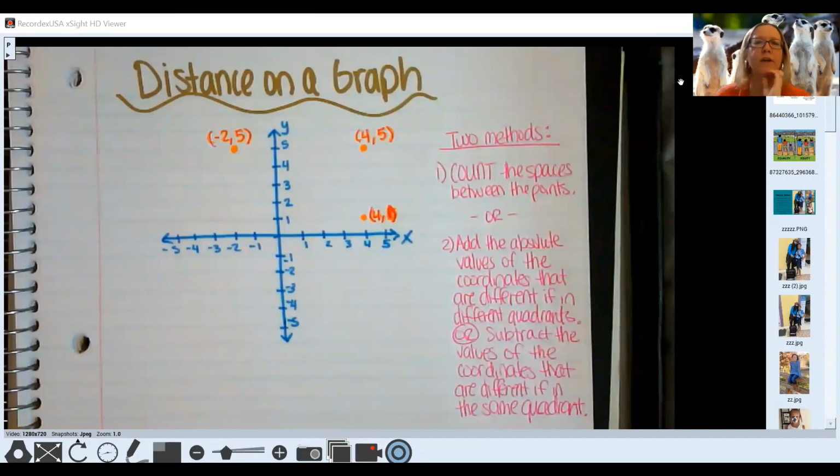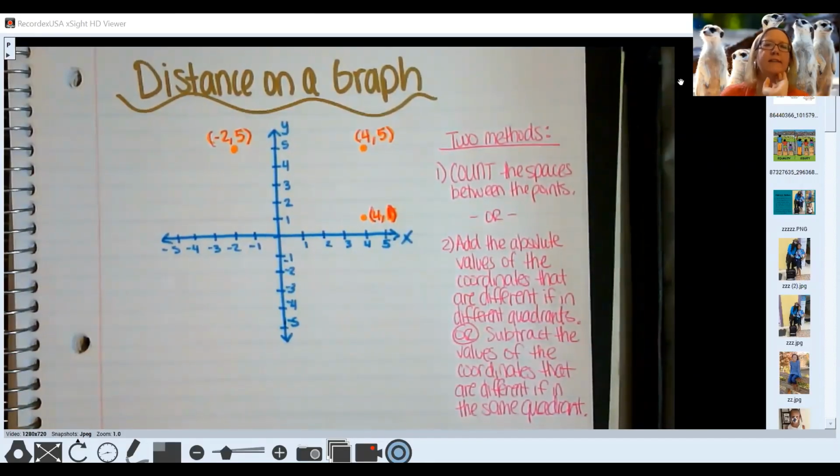Hey guys, it's Mrs. Bothers, and in this video, we're going to look at two things. We're going to look at how to find the distance between 2 points on the coordinate plane, and we're also going to look at drawing polygons on the coordinate plane. Okay, so here we go.